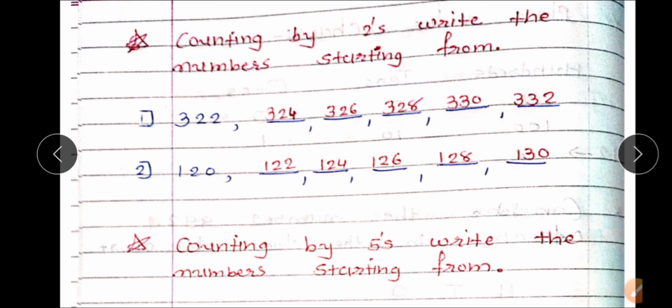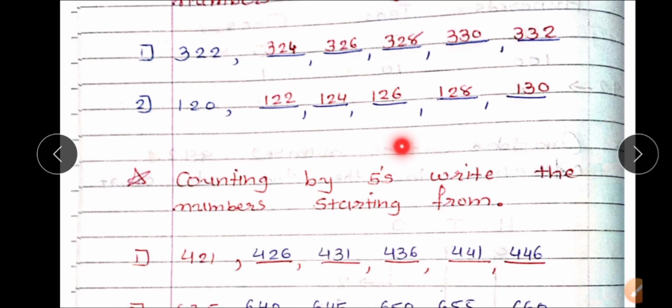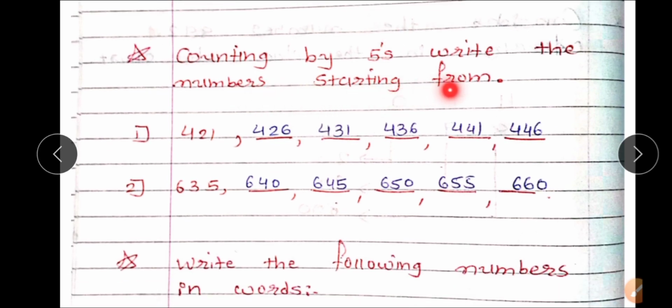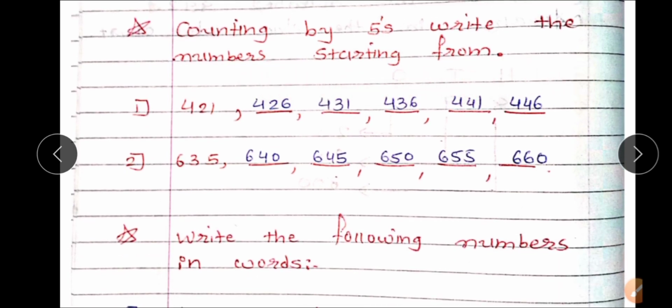Now like this you have to do for 120 also. Now counting by 5s, write the numbers starting from 421. 421, 422, 423, 424, 425. These 5 numbers we have to skip. Then which is the next number that will come?